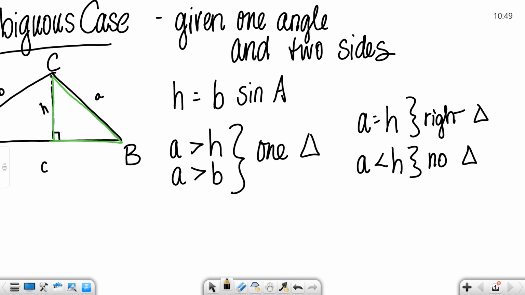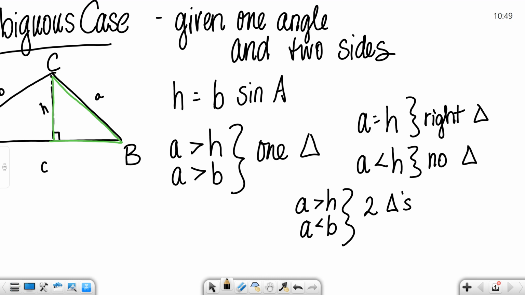Okay, and then the last case would be if a is greater than h, but a is less than b. Okay, if that is the case, there would be two triangles, which means we got more than one option for answers. This is an ambiguous case, if a is less than b. All right, so there are our cases.